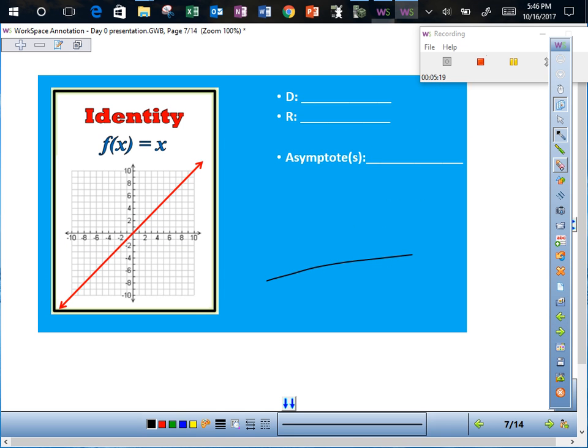Let's look at the line y equal x. We usually don't think about the line y equal x being an identity, but it is. Its domain, negative infinity to infinity. Its range, negative infinity to infinity. No asymptotes on this one, because it goes up forever, down forever.